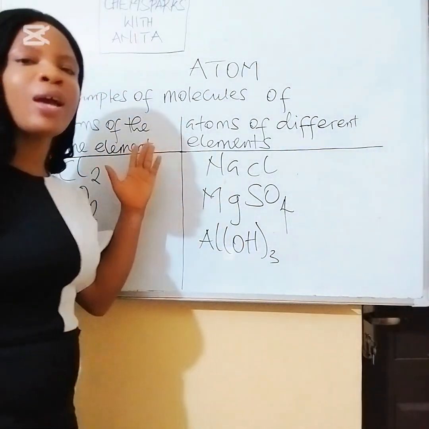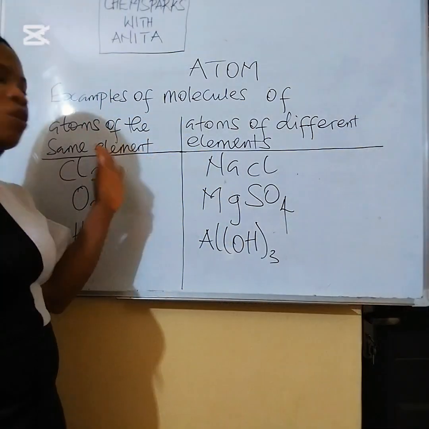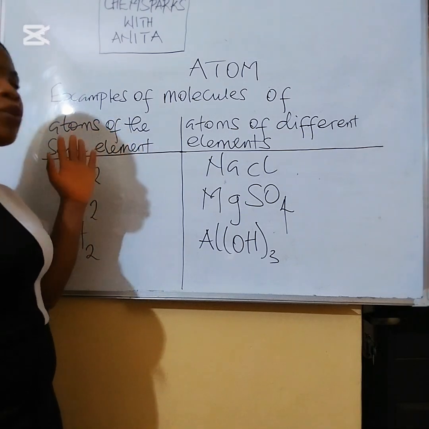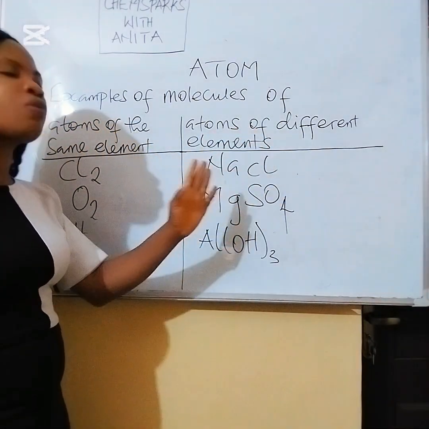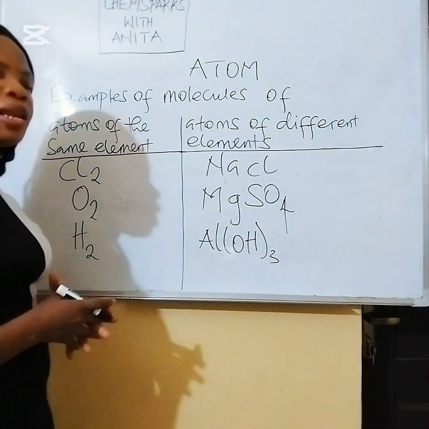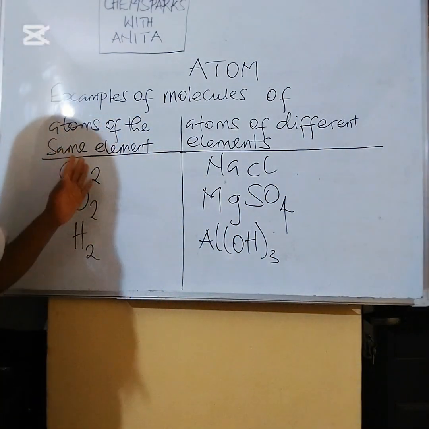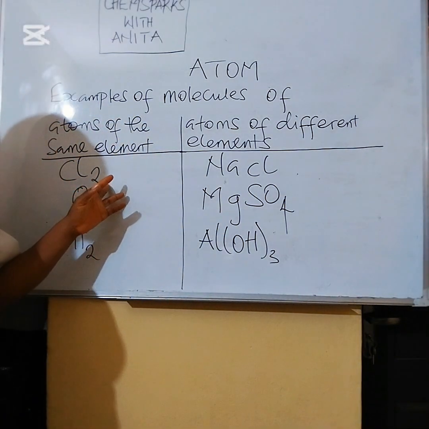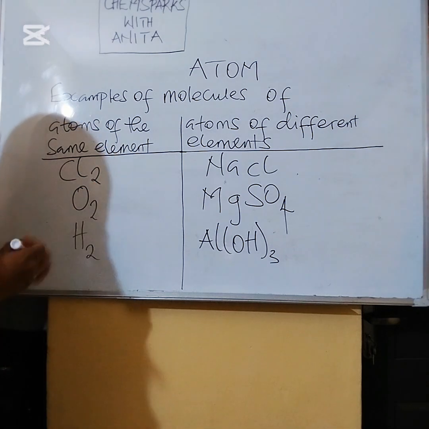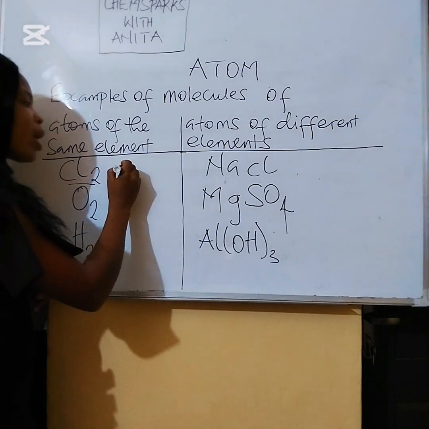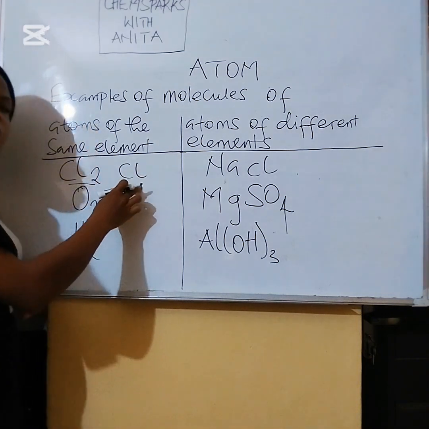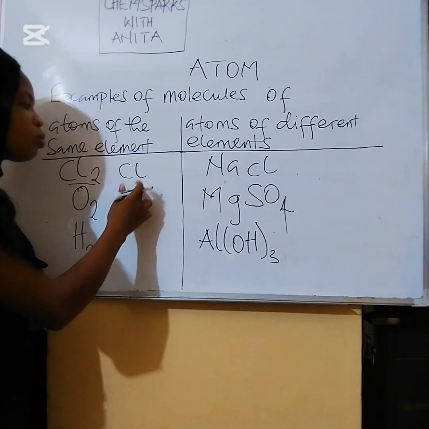On the board, we have examples of molecules. On one part of the table is molecules of atoms of the same element, and on this part of the table is molecules of atoms coming from different elements. So under atoms of the same element, we have chlorine molecule. Cl2 is a chlorine molecule, while Cl only is a chlorine atom.